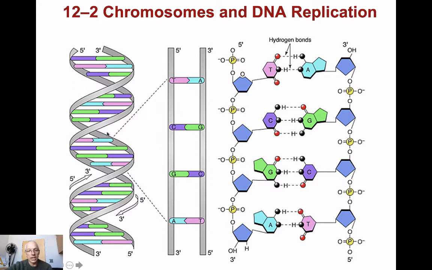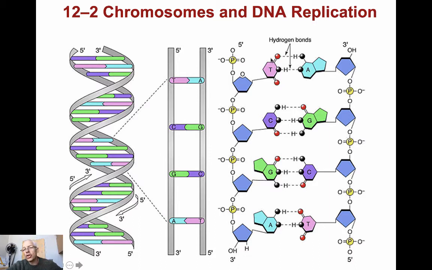And so, how do we unwind this double helix, this double stranded, twisted rope ladder of DNA, and make an identical copy of this molecule so that there will be two copies, one that can be allocated to each of the new cells when cells divide?